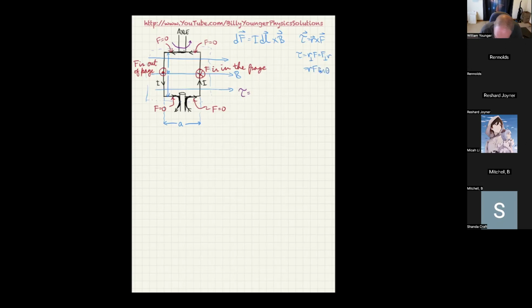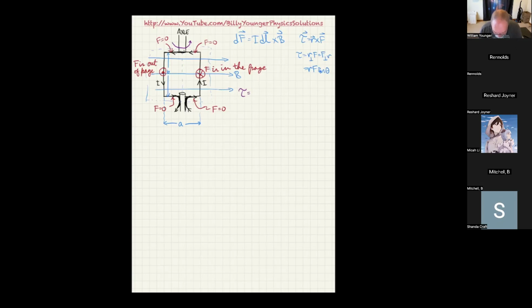But in this case, the R and the F are automatically perpendicular. So we have this axis of rotation right down here. And in fact, both of these tend to make the thing rotate such that the left side comes out and the right side goes below or behind the page. So they're both the same sign.